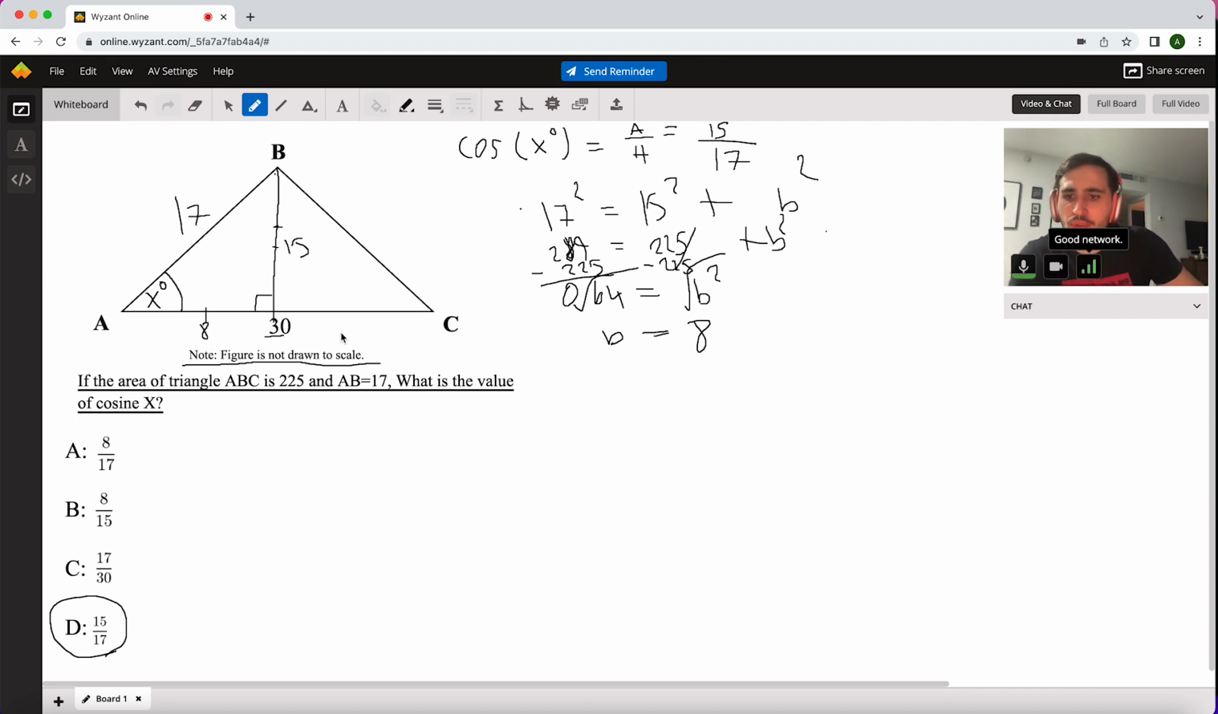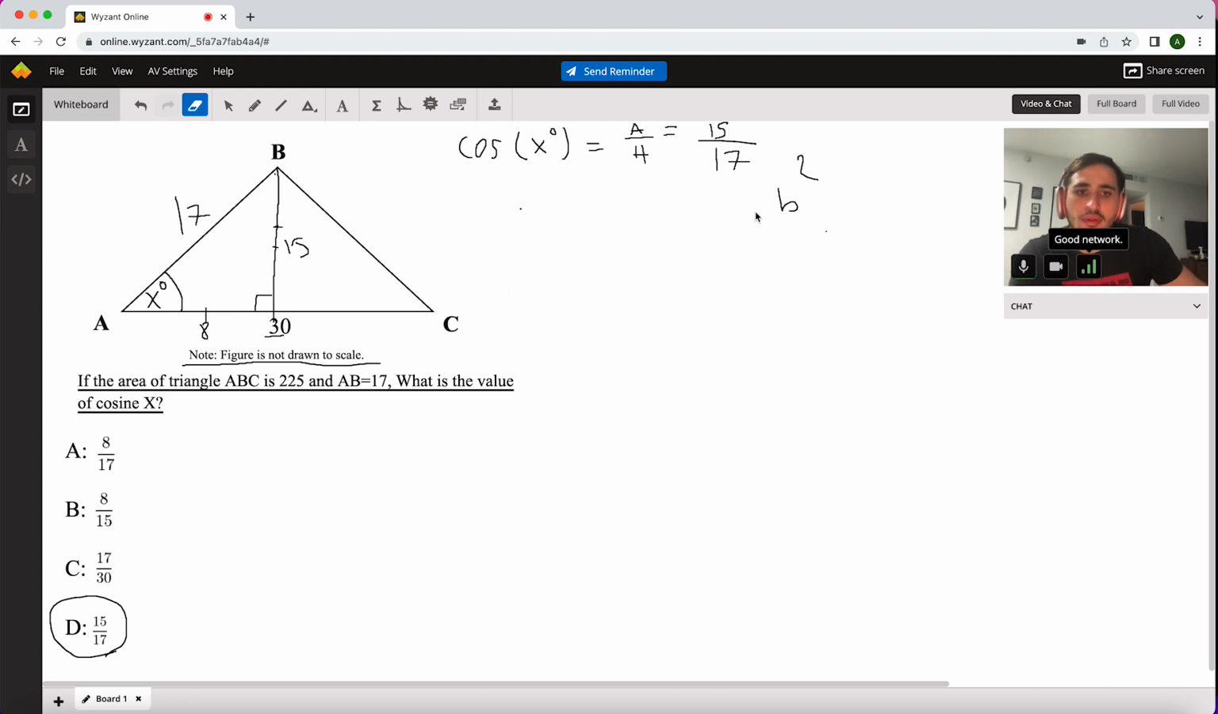When it comes to what they're asking for, in the end, it's cosine of x. Let's input these values into our ratio. And instead of 15 over 17, we really should get 8 over 17.